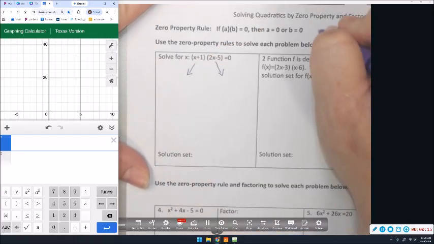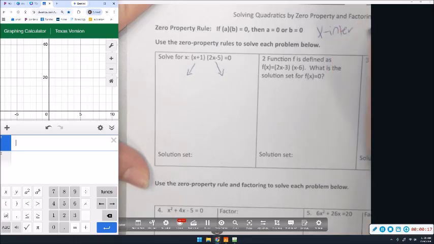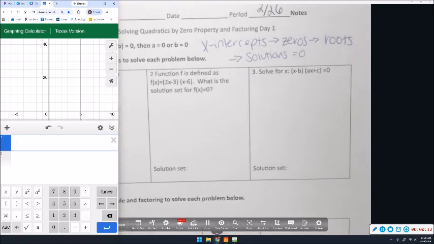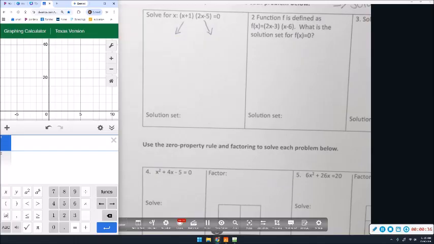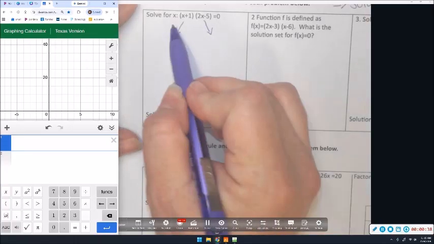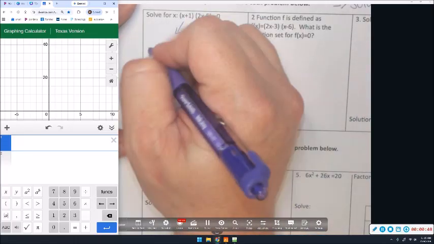Big thing to know. X-intercepts are the same as zeros, are the same as roots, and are the same as solutions when equal to 0. Might help if you can see what I just wrote. The only difference from what we were doing is if it's factored, we actually have to set them equal to 0 and solve.